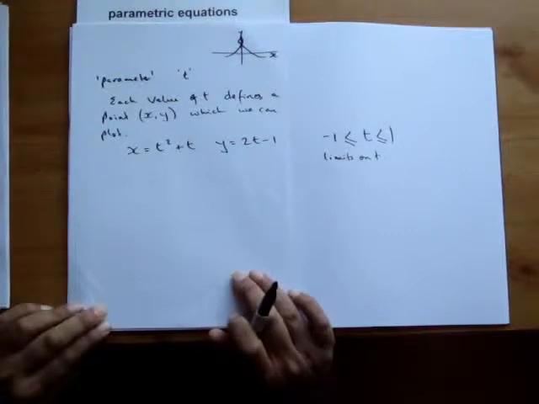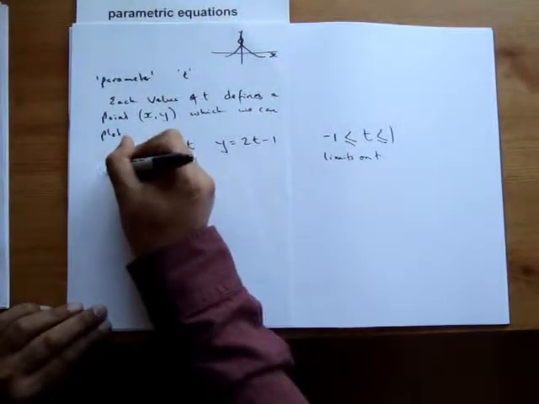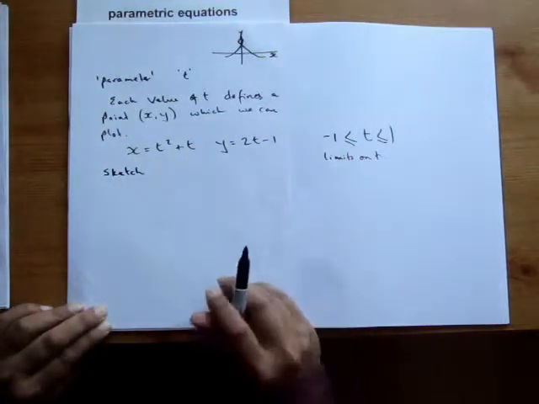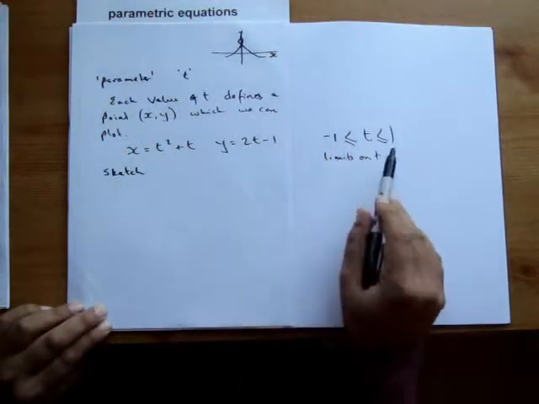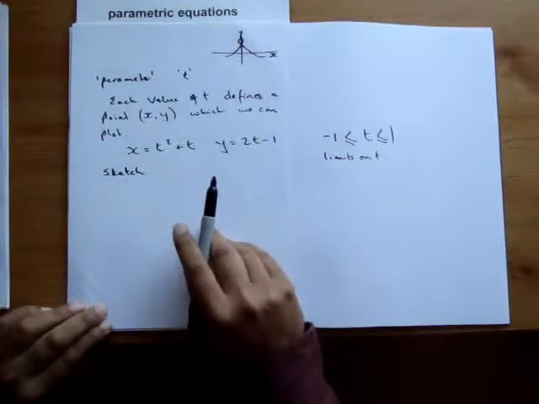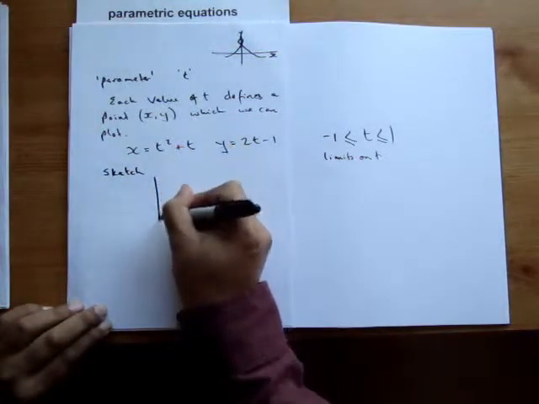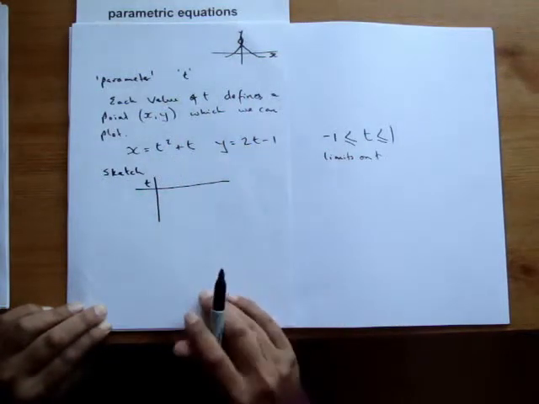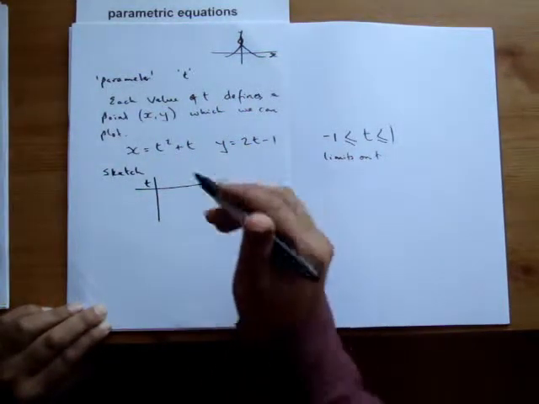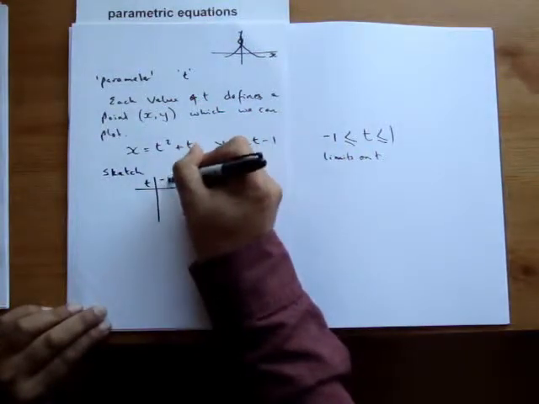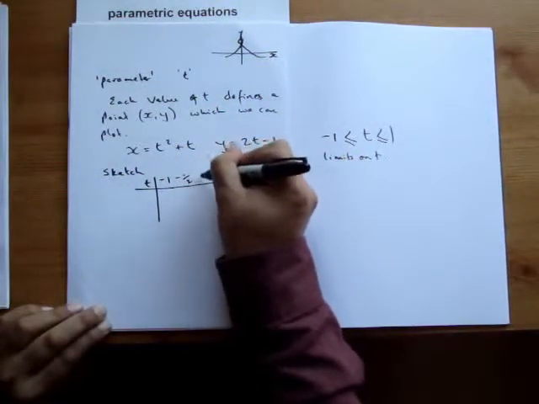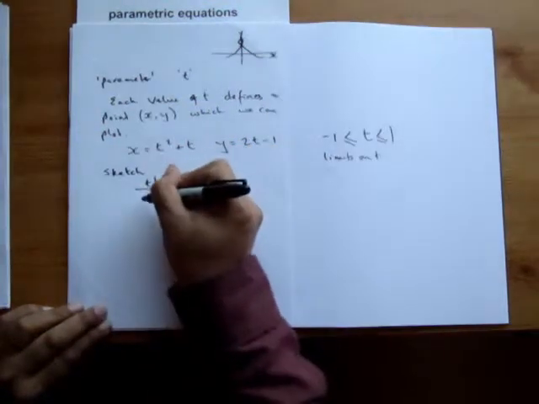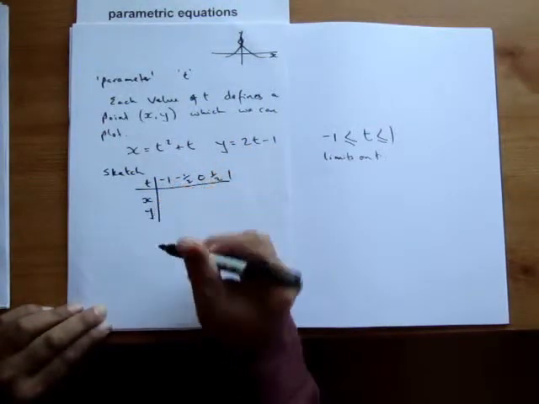So we're asked to sketch this curve. So how do we go about that? Well, we're given some limits, so let's make a little table. And then do minus 1, choose some values, say minus a half, 0, a half, 1, and then put in values of x and y.